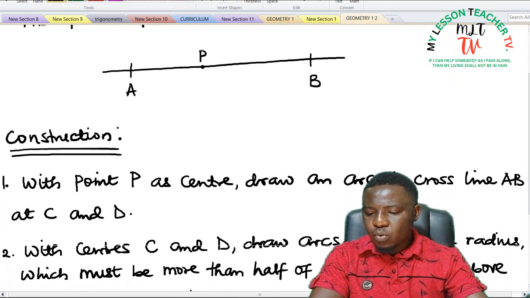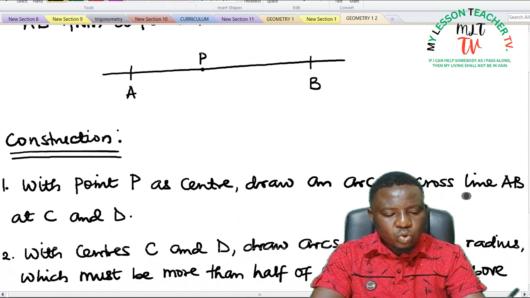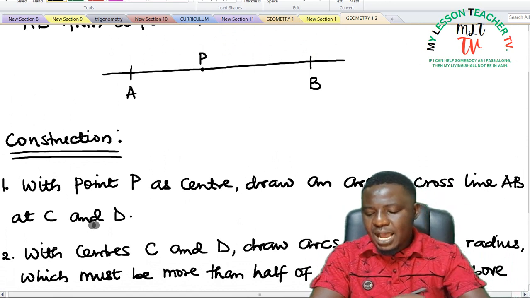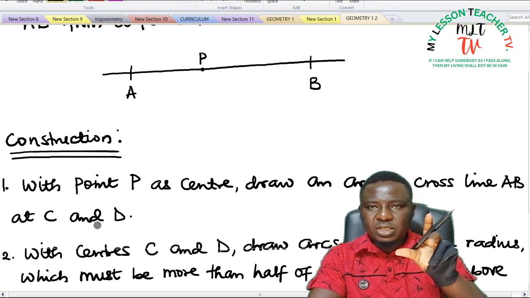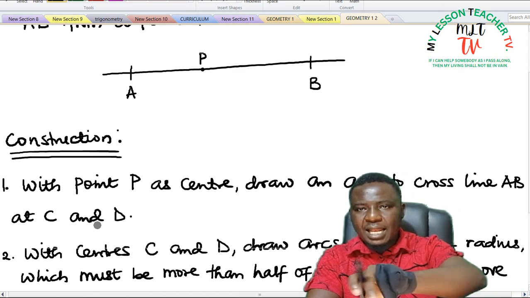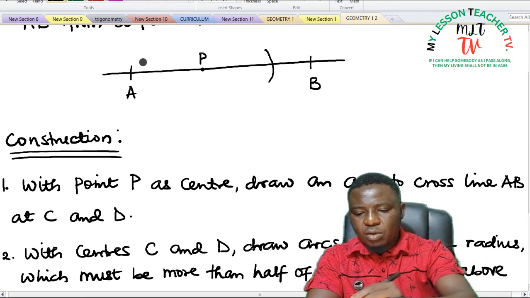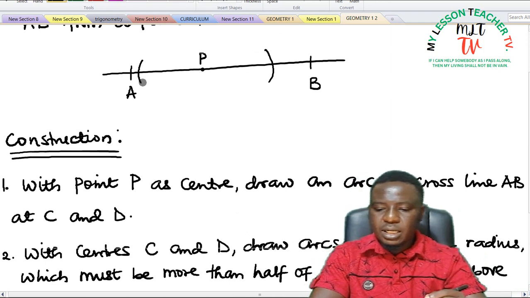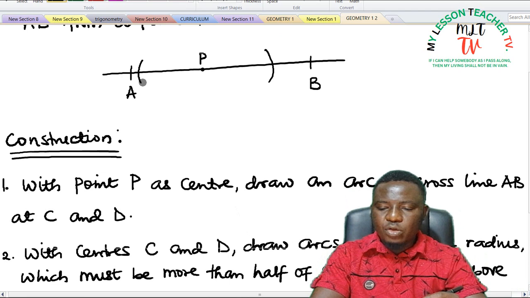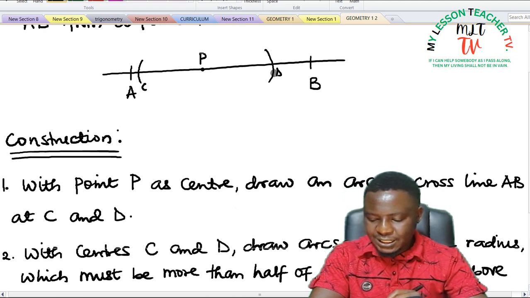Step 1 says with P as center, draw an arc to cross line AB at C and D. So with that radius, put the sharp edge on P, construct an arc left way and right way, and you have something like this. Now, those arcs are going to be equidistant from point P. So this should be point C, and point D.